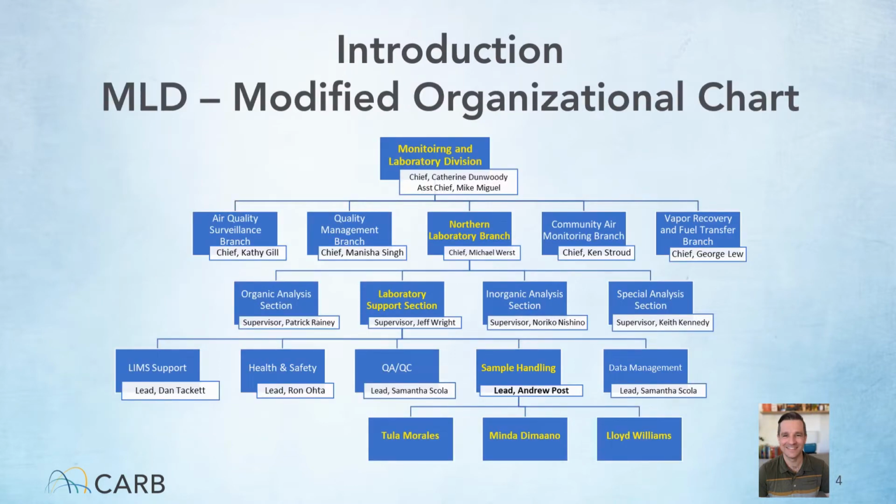Before we move on, I think it might be helpful to give you a visual representation of where the sample handling team fits in with respect to CARB. As you can see, we are part of the Northern Laboratory Branch, which is one of 5 branches in the Monitoring and Laboratory Division. We reside in the Laboratory Support section, which serves to support the 3 analytical laboratories in the branch. Our section supports the branch in many different ways, 5 of which are listed here and include sample handling operations.